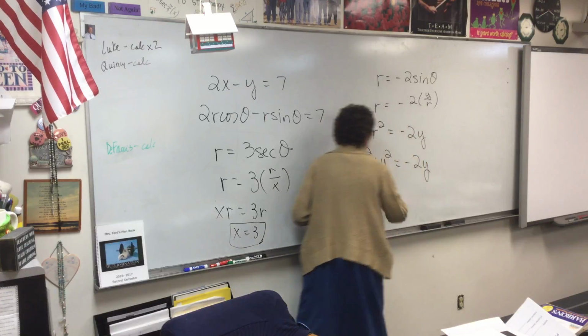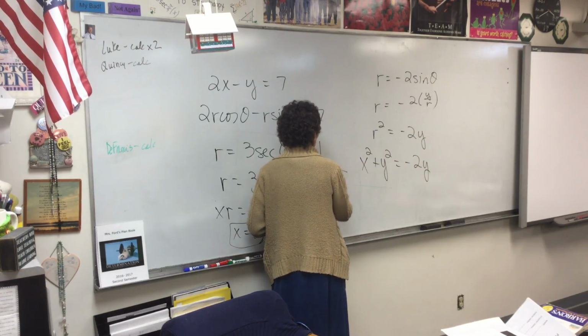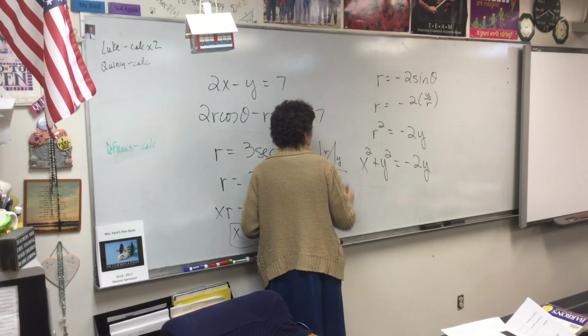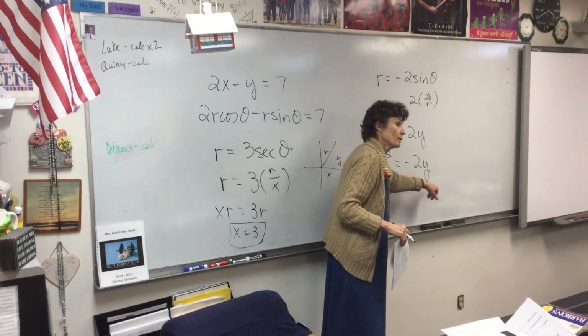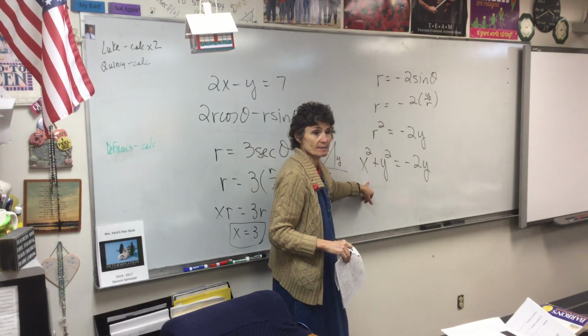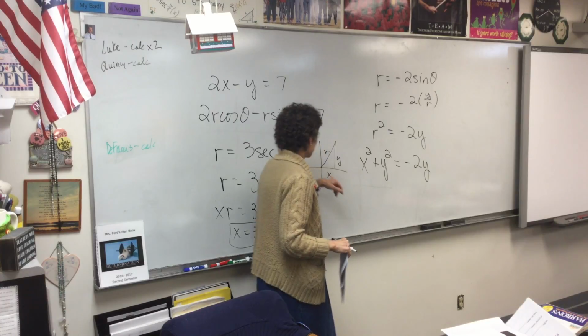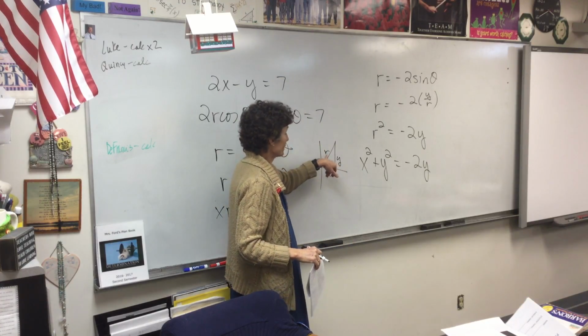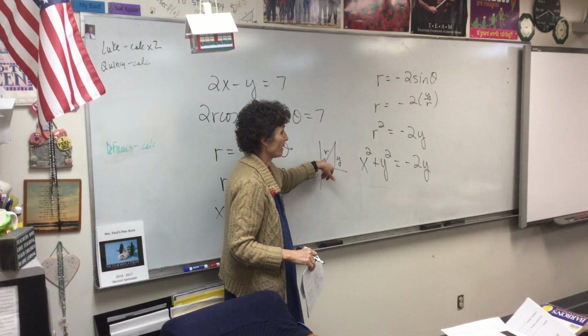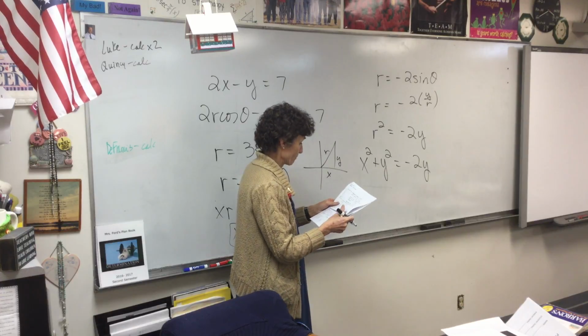So now you have an equation whose only variables are x's and y's. X squared plus y squared is r squared. Every time. Every time.